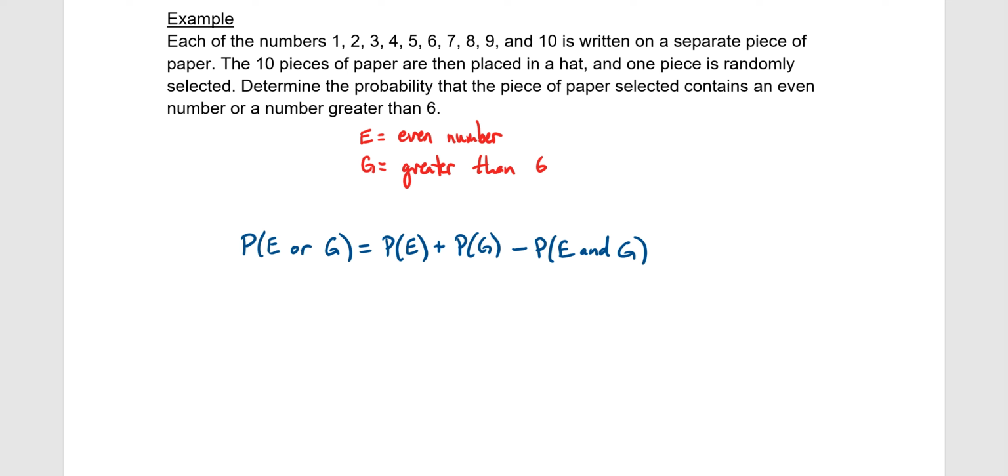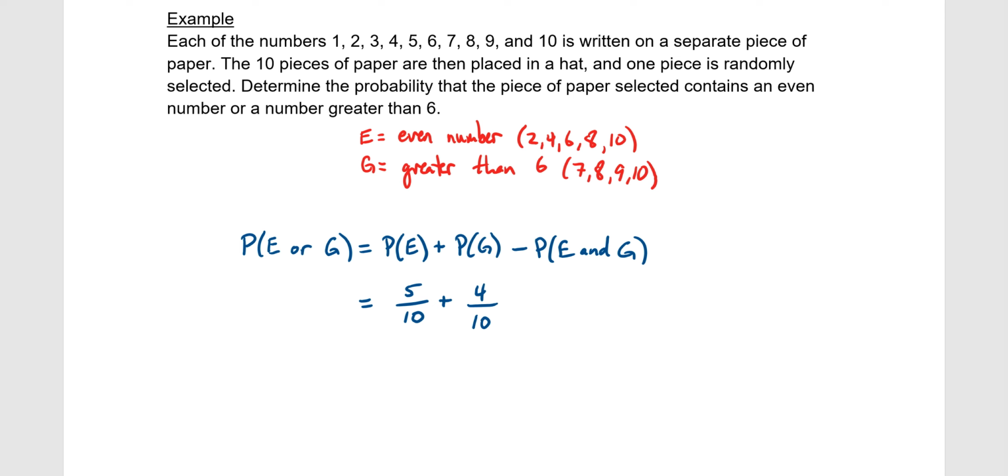And let's figure out these individual probabilities and then add them on up. So for the probability of E, for an even number, that's going to be 2, 4, 6, 8, or 10. That's going to be 5 possible outcomes out of 10 total outcomes. And next, for a number greater than 6, that's going to be 7, 8, 9, 10. That's 4 total outcomes out of 10 total outcomes.